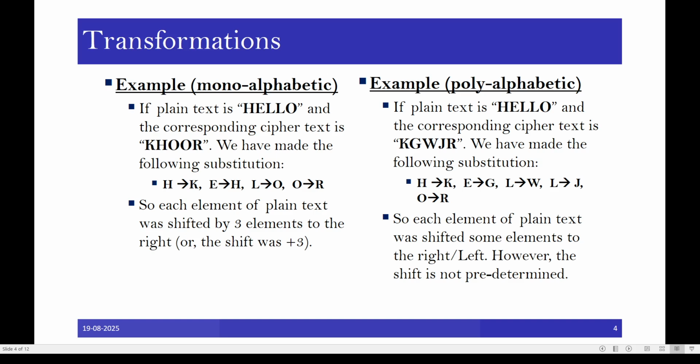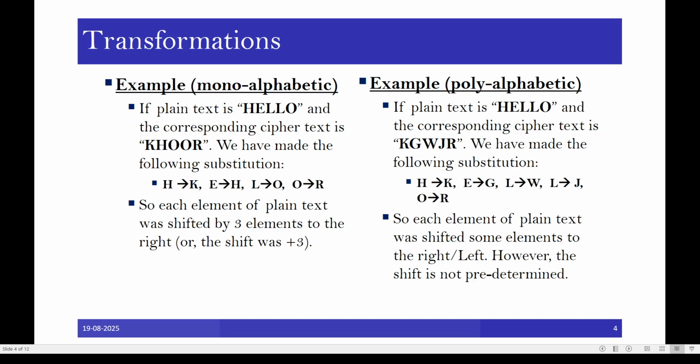Wherever we find this L, we will map it to the alphabet O. Wherever we have the alphabet O, we will map it to R. Wherever we have the alphabet H, it will map to the alphabet K. So it is a one-to-one mapping.